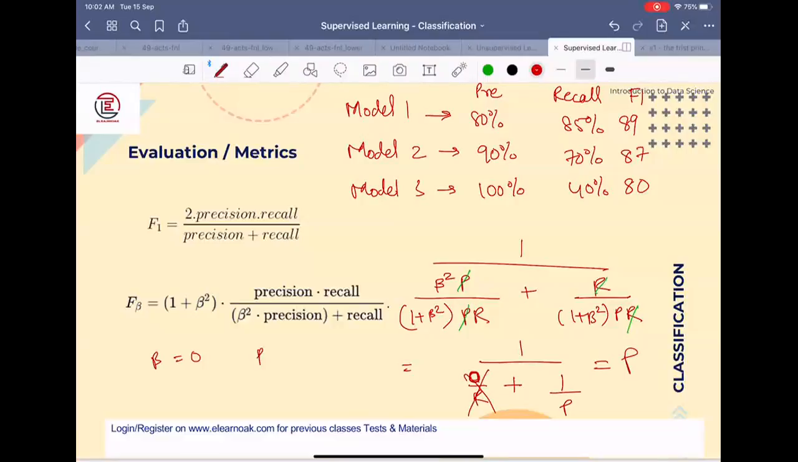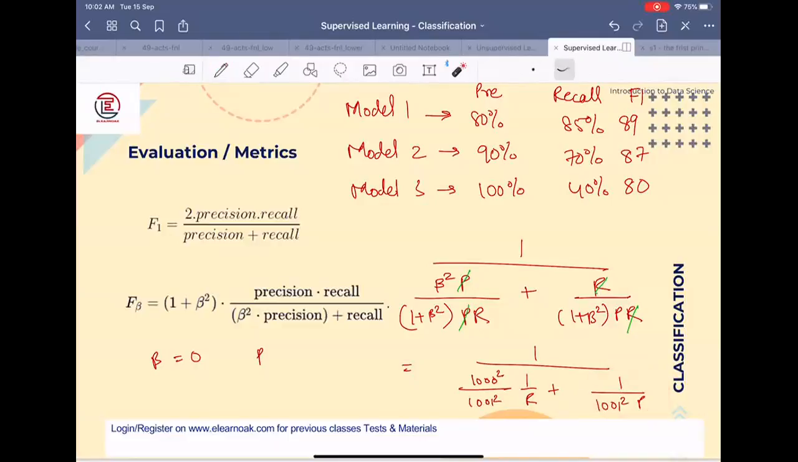If I want to give recall more value, let me take higher values of beta. If I take beta maybe equal to 1000, then I have 1 divided by 1000 square over 1001 square into 1 by R, plus 1 divided by 1001 square into P. Since I have a huge denominator here, this term comes out to be 0. 1000 square over 1001 square is roughly equal to 1, and we are left with R.